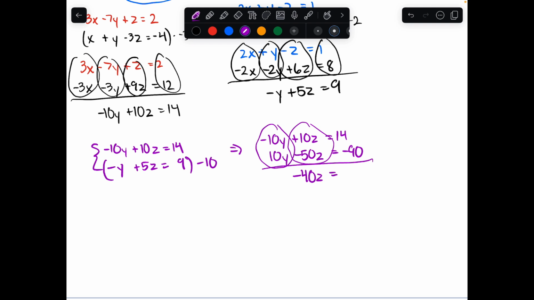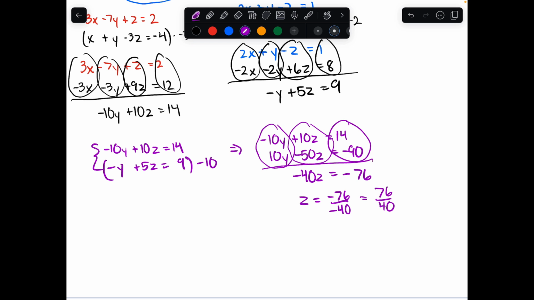equal to 14 minus 90 is going to be negative 76, and so we get z is equal to negative 76 divided by negative 40, but the negatives are going to cancel out, and so we get 76 over 40. Now, this isn't technically wrong, however, we can simplify this a little bit more.